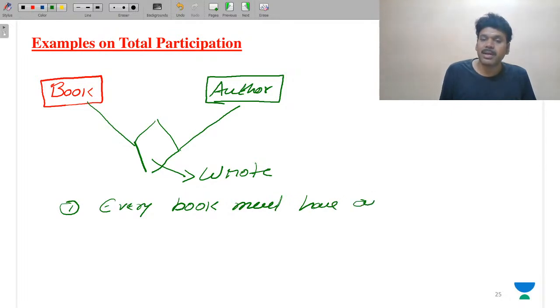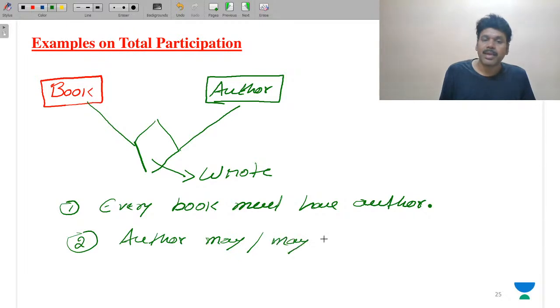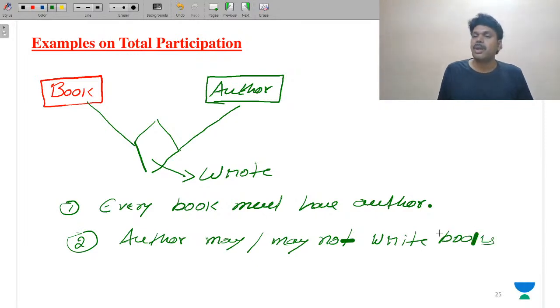Every book must have an author. So once you are writing a book, it means an author exists. Point number two: some authors may or may not write. An author may or may not write books. Therefore, you may guess where the total participation is and where the partial participation is. So you can also chart now what kind of participation book is and what kind of participation author is.